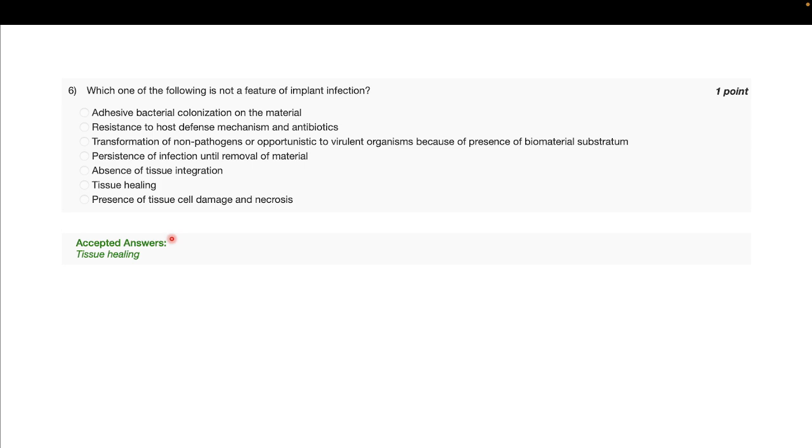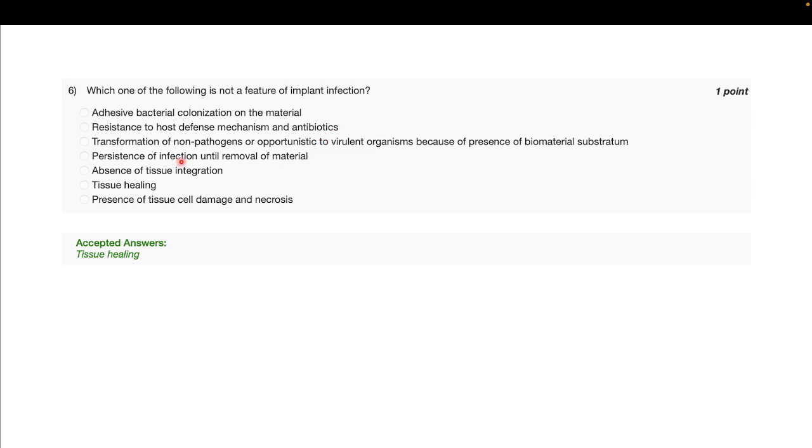As we have been discussing, let's look at the options first. Adhesive bacterial colonization on the material is what happens in case of implant infection. It leads to resistance to host defense mechanisms and antibiotics, which we saw in the previous answer as well, and it can also transform non-pathogens or opportunists into virulent organisms because of the presence of the biomaterial substratum.